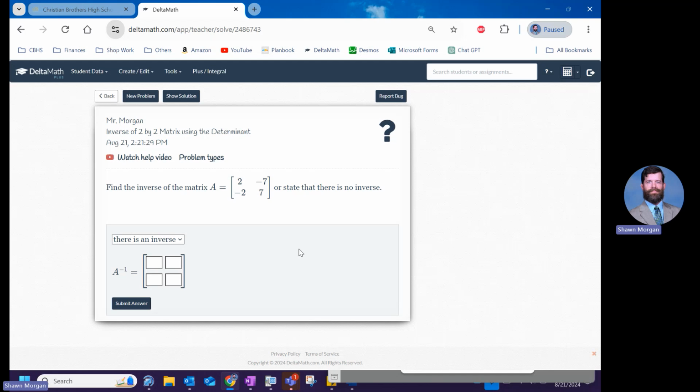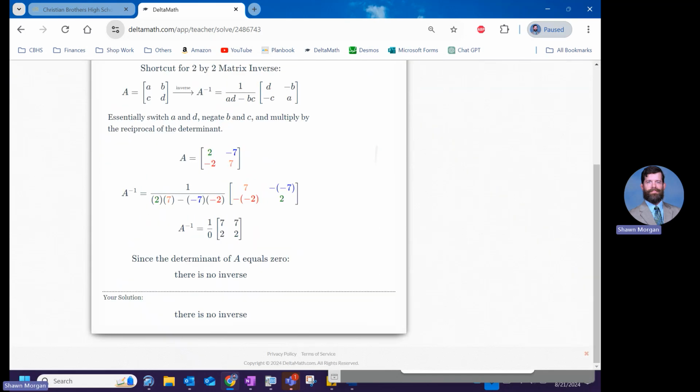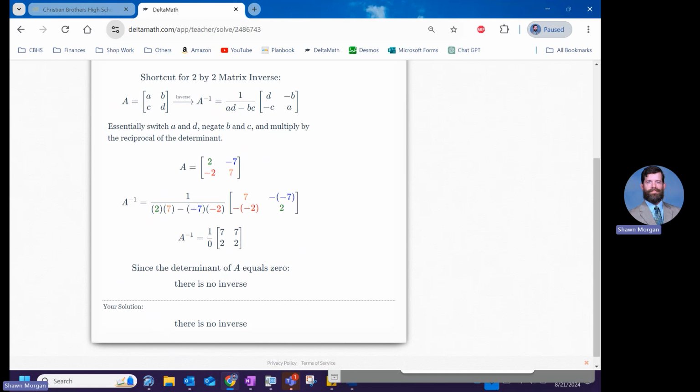Let's check. What's the determinant first? We got 14 take away 14. So the determinant equals 0. So this is, what do you call that? Singular. Yeah, very good. That matrix does not have an inverse because the determinant equals 0. That's a special case. You're going to see a whole bunch of those? Everybody say no. No. You ain't going to see a whole bunch of those.